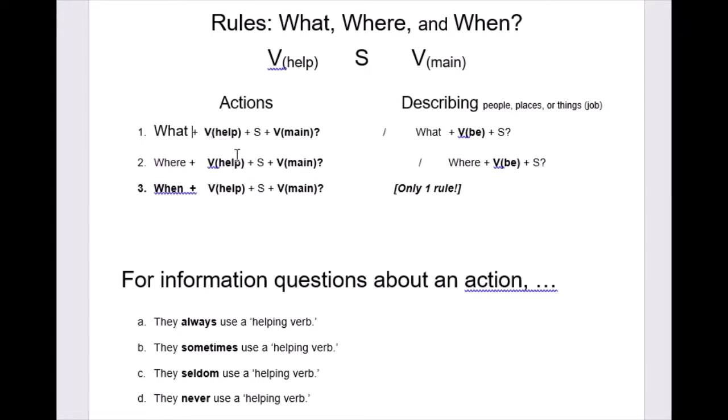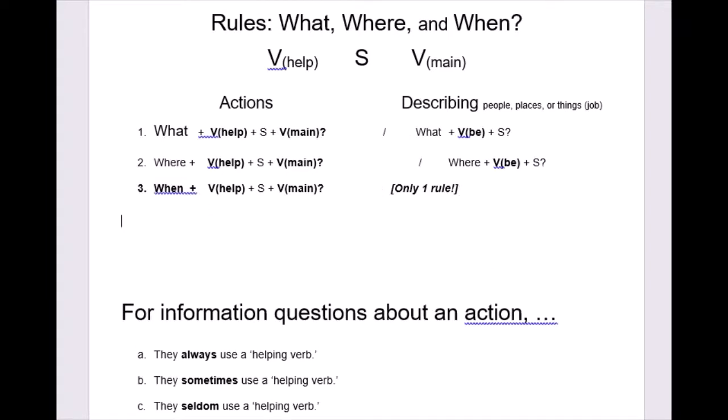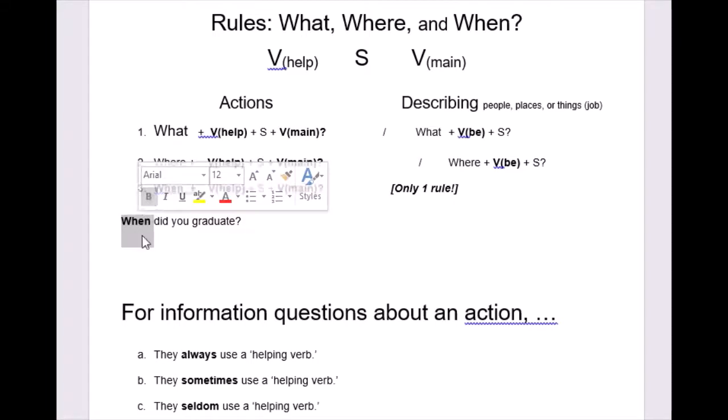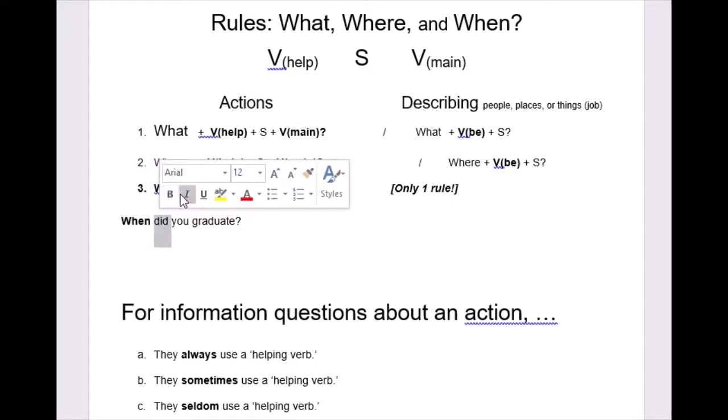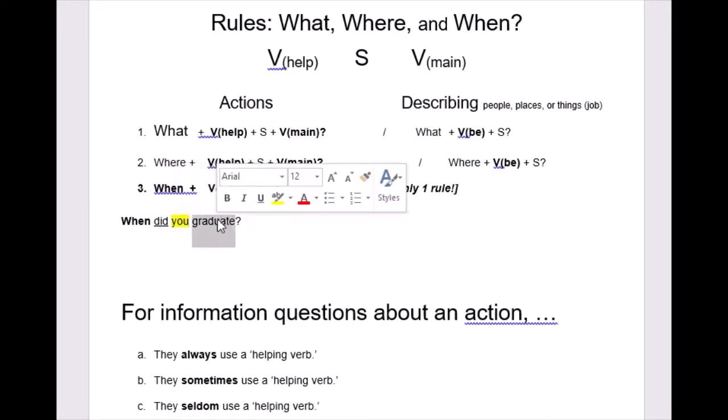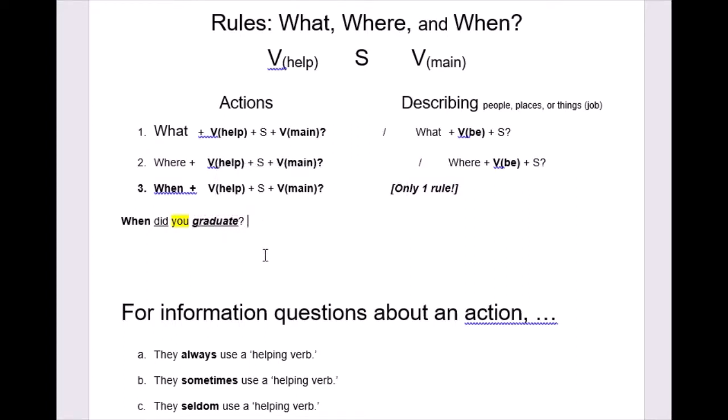So I need a helper verb and a subject and a main verb. So when did you graduate, okay? So what's the question word in this example? When. Helper verb, okay, do or did in this case. Subject, you. Graduate is the main verb, okay?